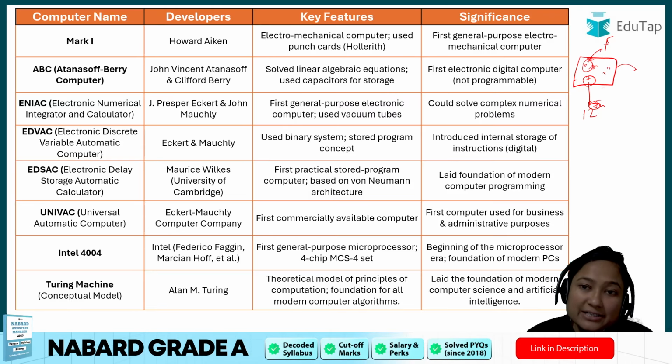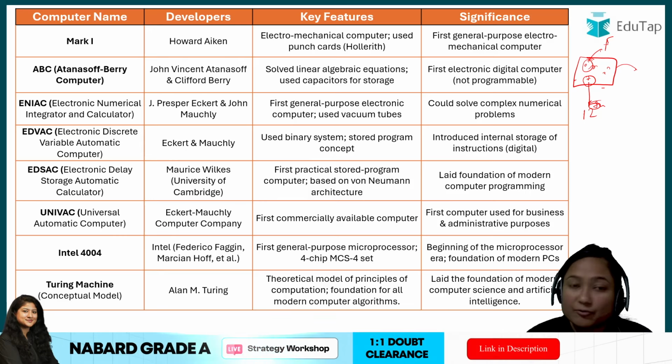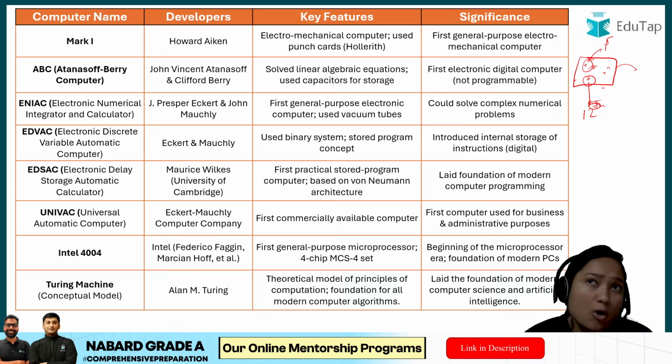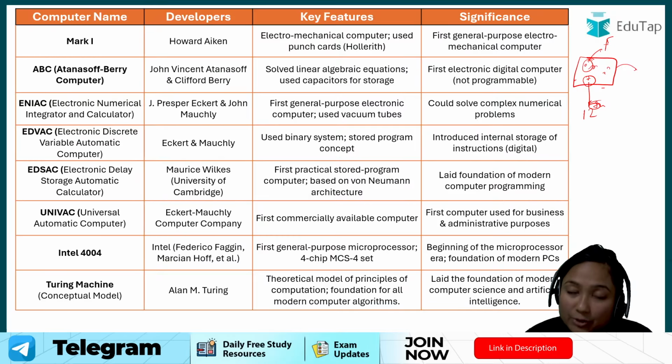Now to understand why this particular computer is important for your examination, you have to see the significance of that computer. Mark 1 was the first general purpose electromechanical computer. Although we had Mark 2, Mark 3, those other versions also, the milestone was set by Mark 1, so you need to only focus on the Mark 1 computer. After that, the next milestone was ABC, that is Atanasoff-Berry Computer.